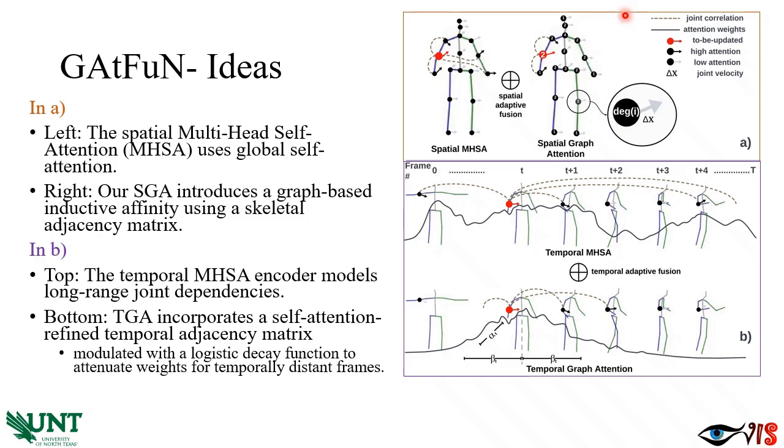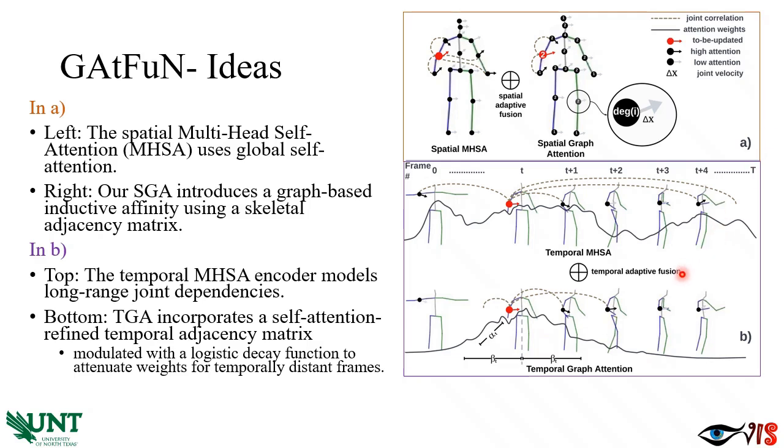So the spatial graph attention is informed by the human skeletal graph. This means that the joints only attend to physically connected joints, with attention weight normalized by the node degree so that the highly connected joints do not dominate the aggregation.